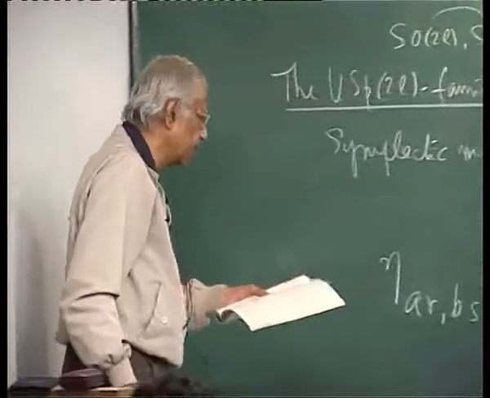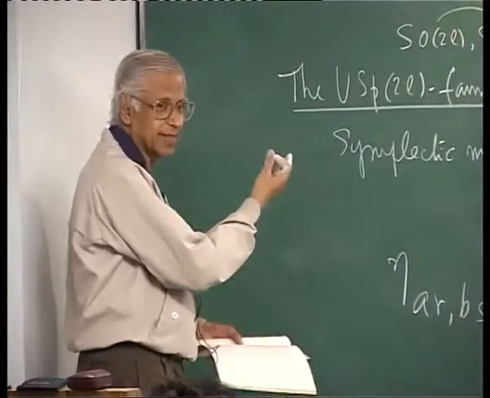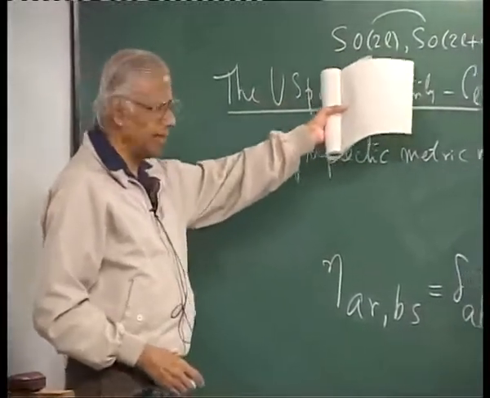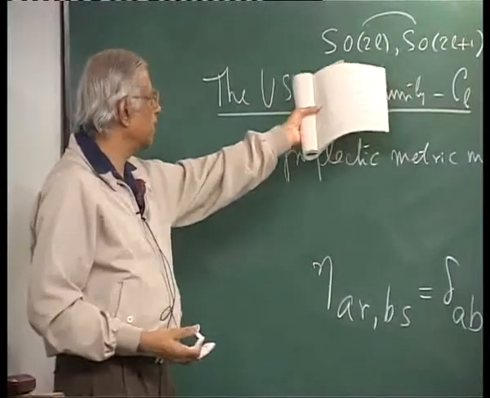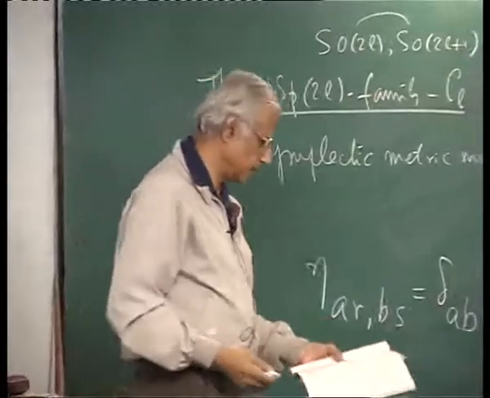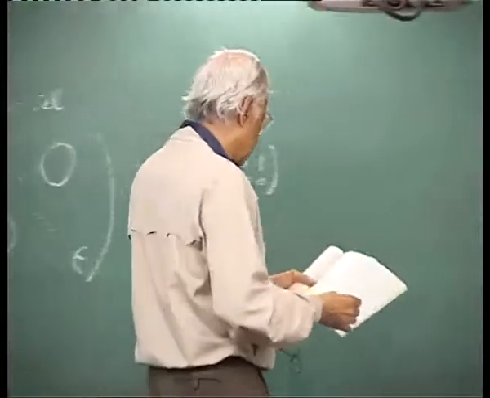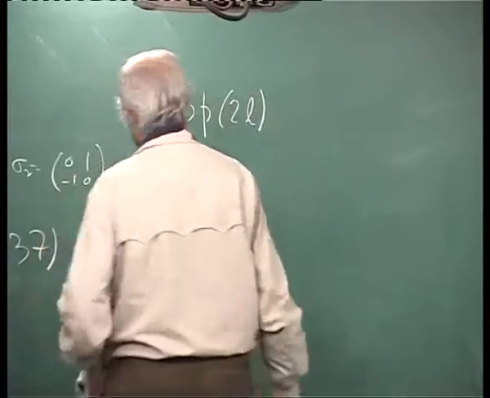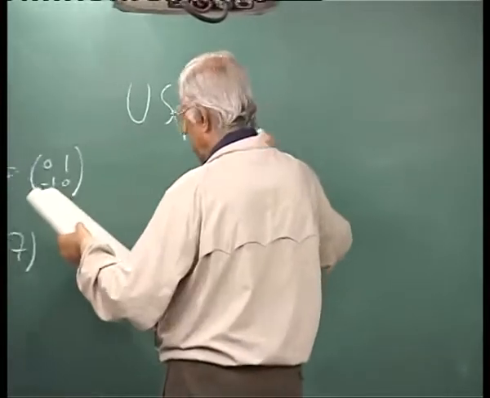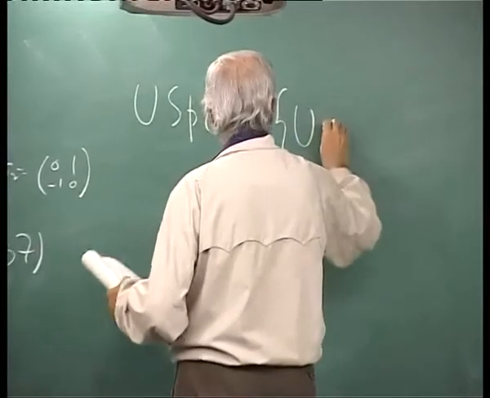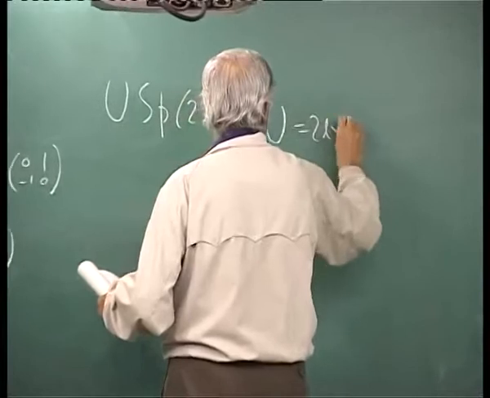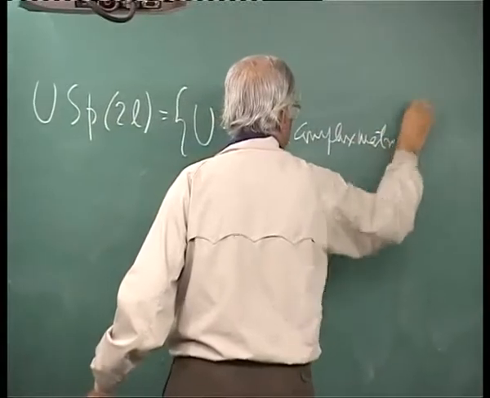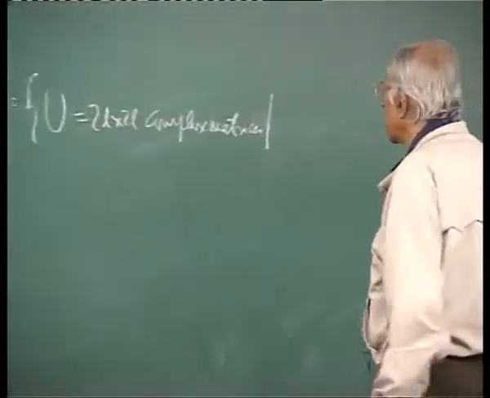So this is all notation to move to the definition of the group. So much preparation. See, compared to orthogonal groups, the definition was very easy. And also the picturization, the geometry, is very easy. But you see how much we have to prepare the ground for the definition here. So now, let me define. The unitary symplectic group in 2L complex dimensions is given by 2L by 2L complex matrices with two properties.